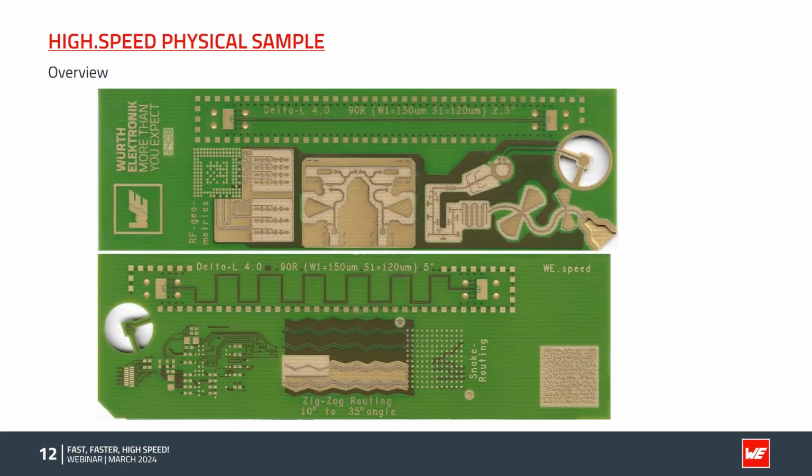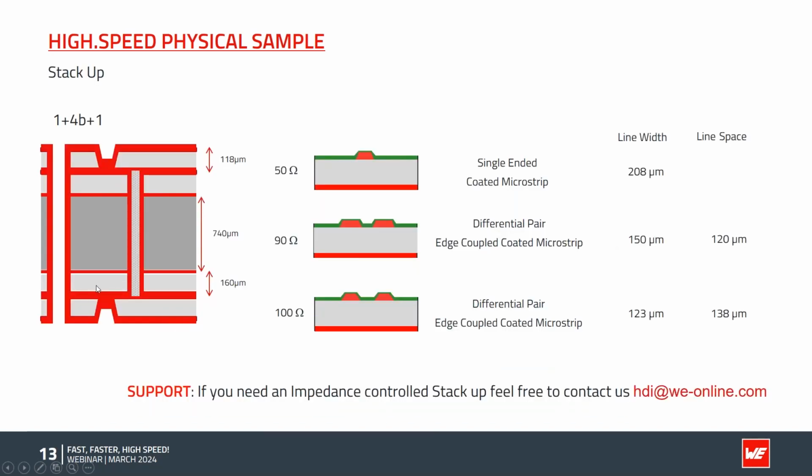If we have a close overview, we have tried to divide it into some analog applications, some filters. We go through it step by step. We have some digital applications on the backside and a measurement coupon to measure the material parameters. But let's go through it step by step. First, a look inside of the material.